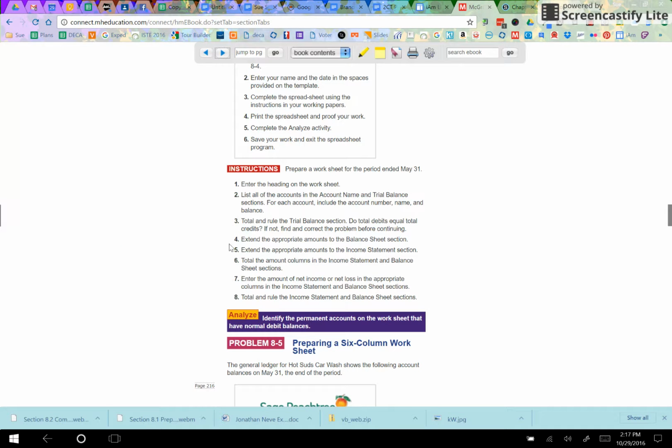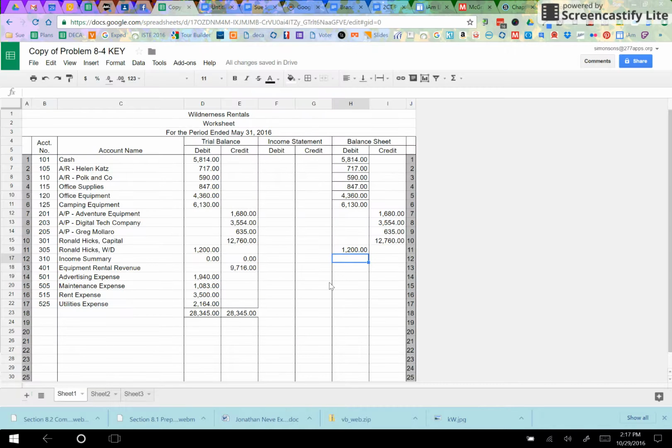All right. The next step is extending the appropriate amounts to the income statement. So we're going to do our revenue here as a credit to the income statement, and we're going to take our expenses, and we're going to go grab those, and we're going to use a fill handle for that. So now we have our income statement numbers extended.